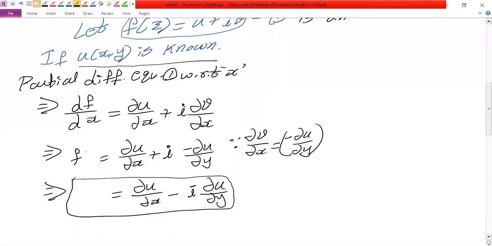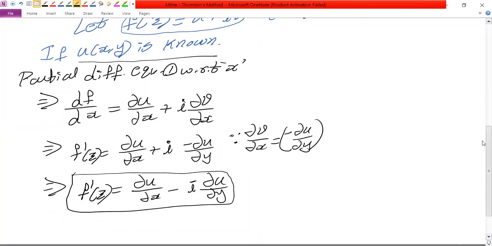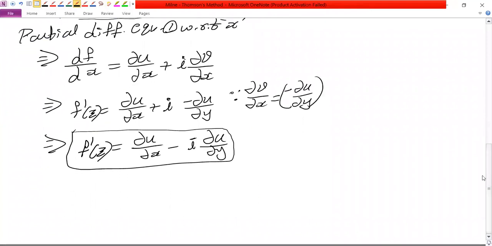Next, f dash or f dash of z equals to, or simply we can mention it like this, f dash of z. Now, from the known function u, can we find dou u by dou x? Yes. Then we will substitute it in this box what we got.